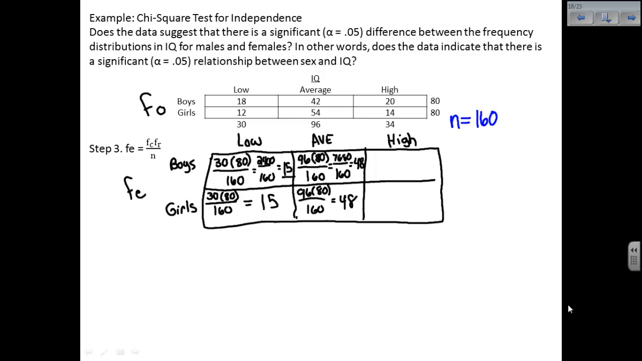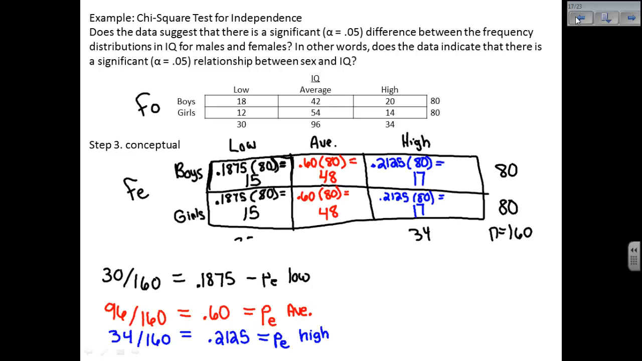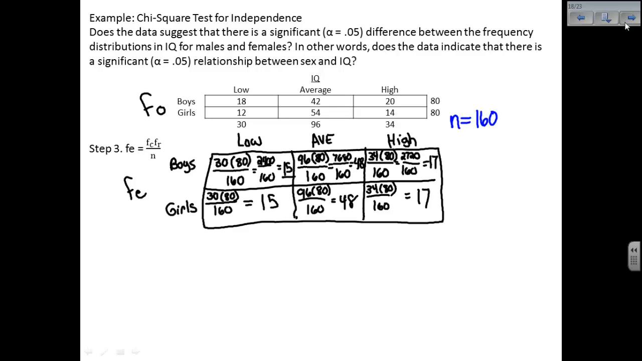Next one, high. Frequency column, total number of people with a high IQ is 34. Frequency row for the high boys is 80 boys, divided by 160, the sample size for the entire study. That gives you 2,720, so 2,720 divided by 160, and you end up with 17. Same thing here, 17. Check it out. These match the expected frequencies that I got using the other strategy. It's just that this strategy is a heck of a lot easier in my opinion.